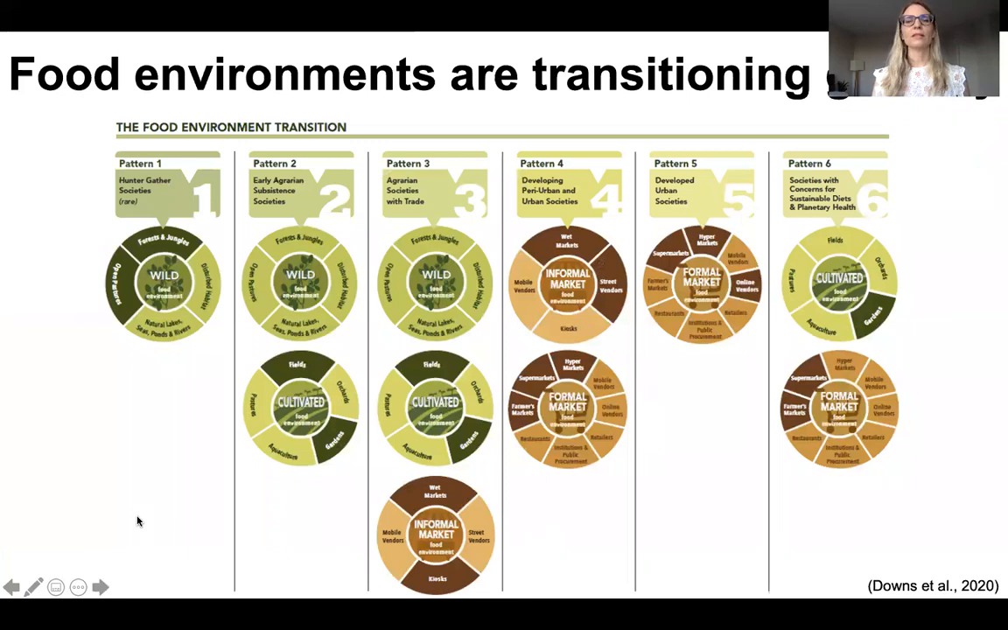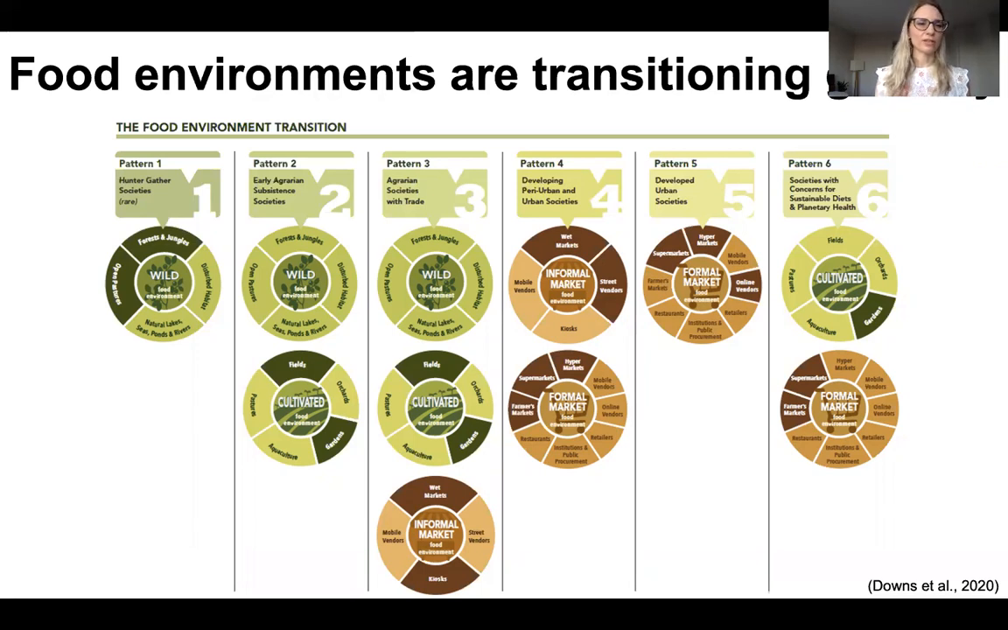So the reason why I think it's important to think about the different food environment types is because the types of food environments that people are having access to is really shifting in the developing world. So this figure is from our paper, and it's looking at the food environment transition. So across the top, as you sort of go through Barry Popkin's nutrition transition, or something along the same lines as the nutrition transition patterns, you see this shift in the types of food environments that people are accessing.